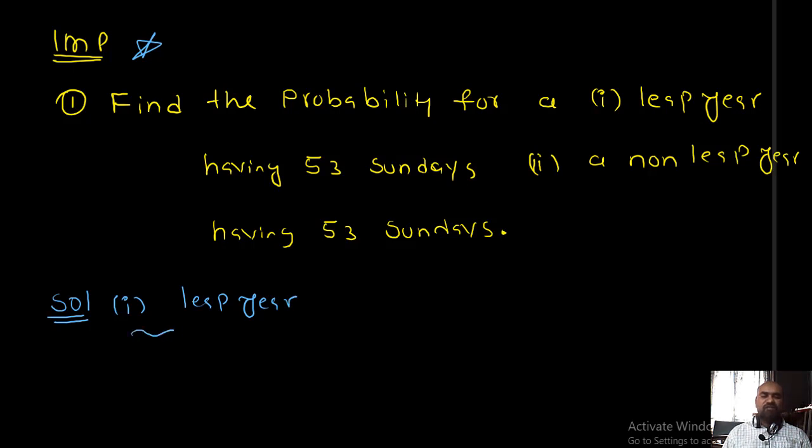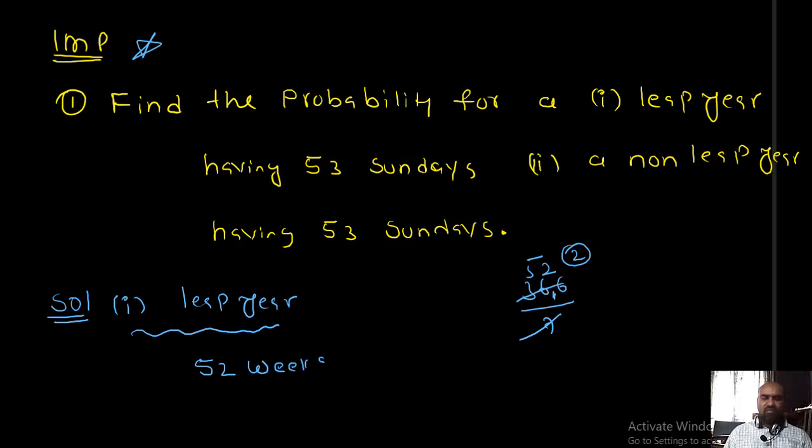You know that a leap year consists of 366 days. Divided by 7: 7 5s are 35, remainder 1, 7 2s are 14. So 52 complete weeks and 2 extra days. If these 2 extra days are not there, 52 weeks means 52 Sundays only. But you want 53 Sundays, so the next Sunday will be from these 2 days.